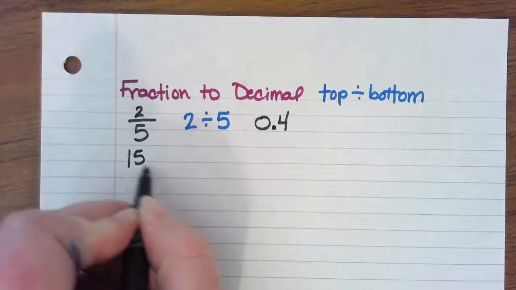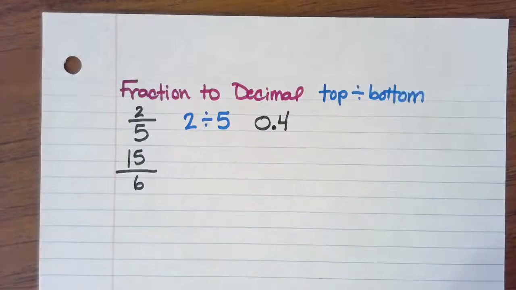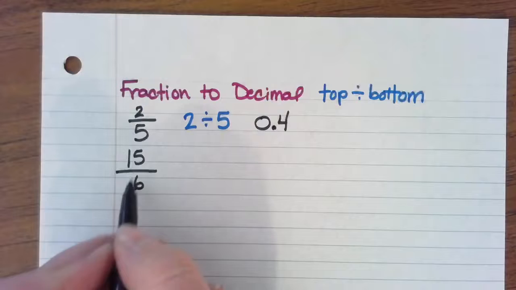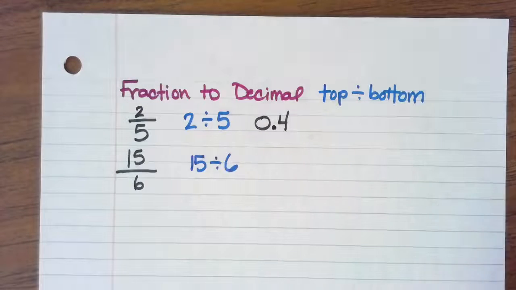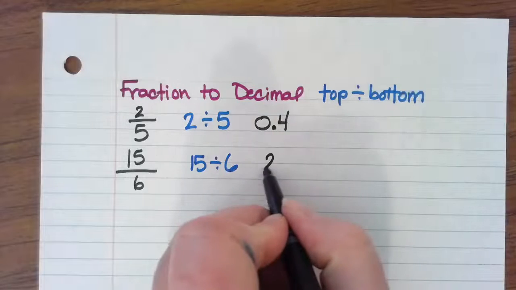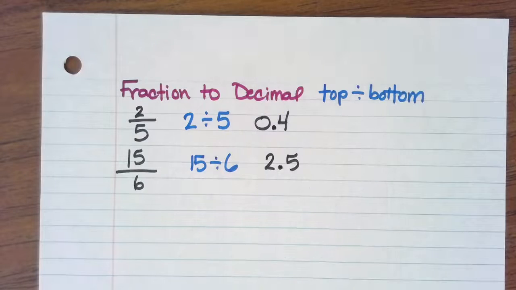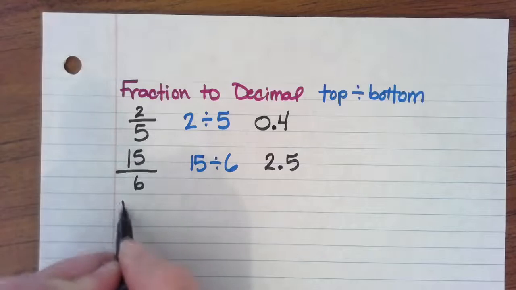What if it's an improper fraction like 15/6? You do not need to turn this into a mixed number. You could, but it's just as easy to do in your calculator. 15 divided by 6, and when you put that in, you get 2.5. So any fraction at all can be turned into a decimal by simply taking the top number divided by the bottom number.